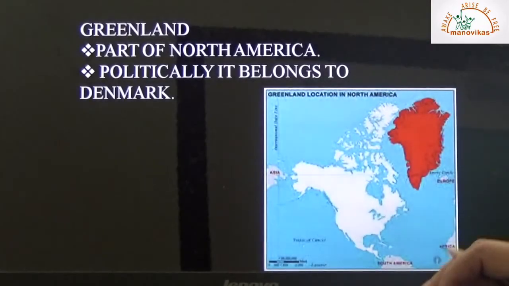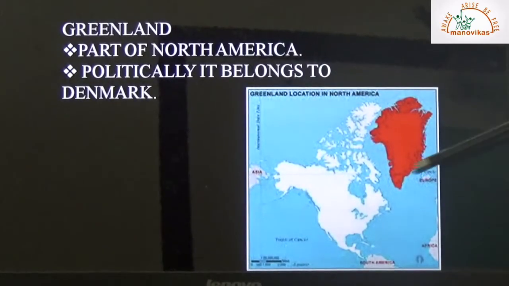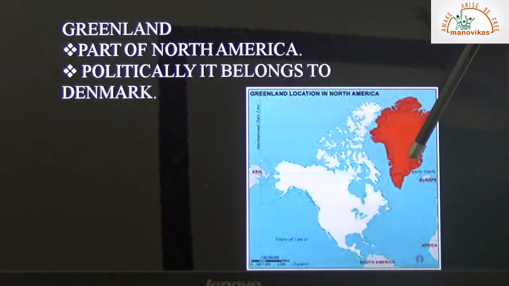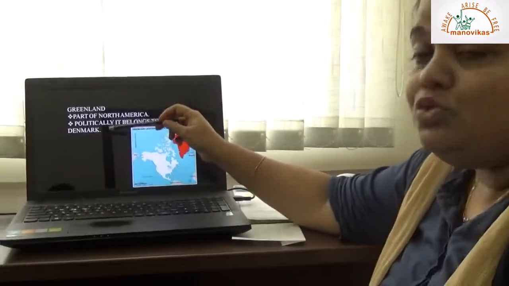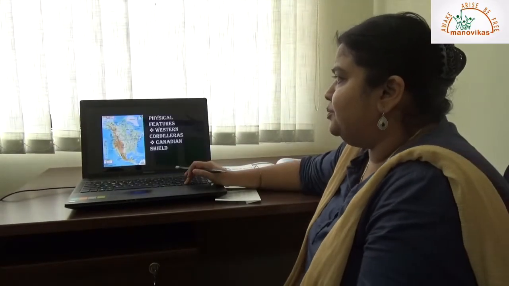Now focusing on Greenland, which is shown with a red color. Though on the political world map it is shown as a part of the North American continent, politically, linguistically and economically it belongs to Denmark, which is part of the European continent.